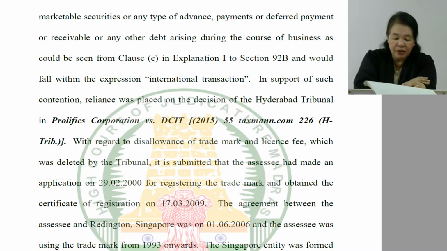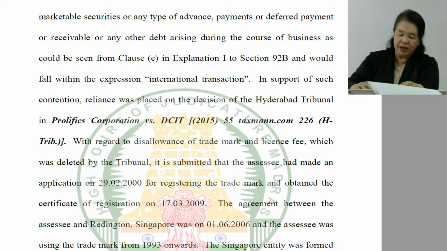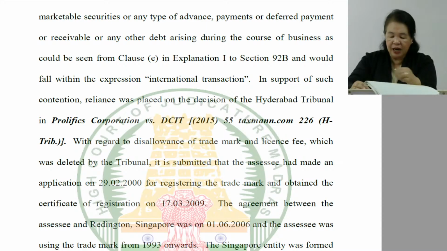Or deferred payment or receivable or any other debt arising during the course of business, as could be seen from the clause A in explanation 1 to section 92B, and would fall within the expression international transaction. So taxable siya. In support of such contention, reliance was placed on the decision of the Hyderabad Tribunal in Prolifix Corporation versus DCIT. With regards to disallowance of trademark, ito na yung mga disallowance no? So yung disallowance nila on the bank charges, yung gift, tapos ito namang trademark, no?